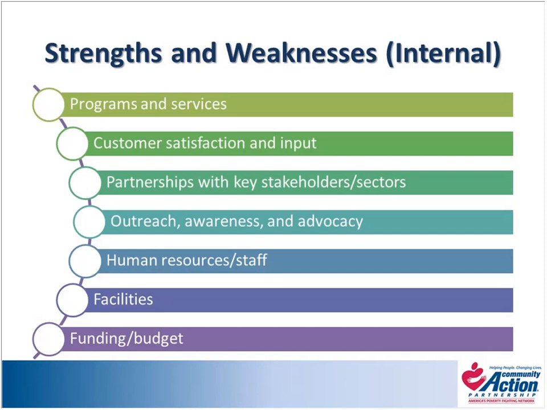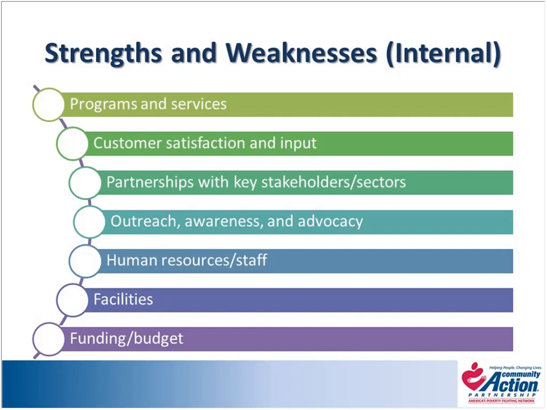So as far as the strengths and weaknesses that you're looking at, these are of course all the internal, like I mentioned before. So you're looking at programs and services within your agency. You're looking at the customer satisfaction data and the input that you get from your community. You're looking at partnerships with the key stakeholders and the different sectors within the community. You're also looking at the outreach, awareness, and advocacy. So how are you getting your agency out there? What are your strategies around that? What is your advocacy like?